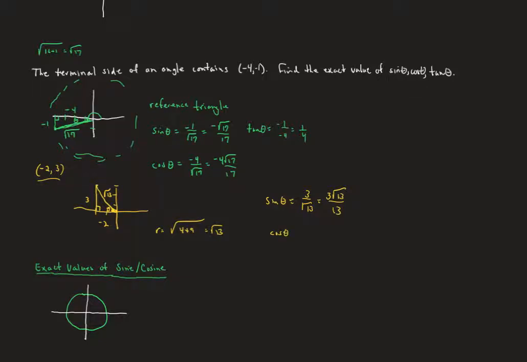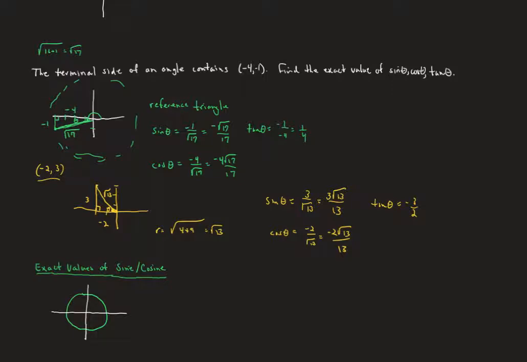The cosine of theta will be the adjacent. See how we pick up that negative value because its x-coordinate is negative. And so as we know, cosine is negative in quadrant 2, and the tangent of theta is going to be just opposite over adjacent, and that's going to be a negative 3/2.